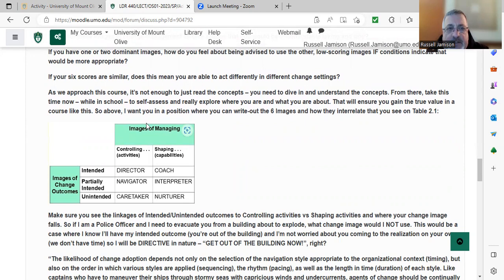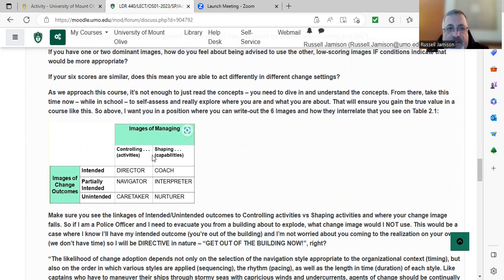The way this textbook works is it lays out 6 images of change. This is on a graph. On the x-axis and the y-axis, you have descriptors. Remember, x to the left, y to the sky. So your x-axis is your horizontal, and your y-axis is your vertical. On the horizontal axis, you have controlling activities and shaping capabilities. Control or shape.